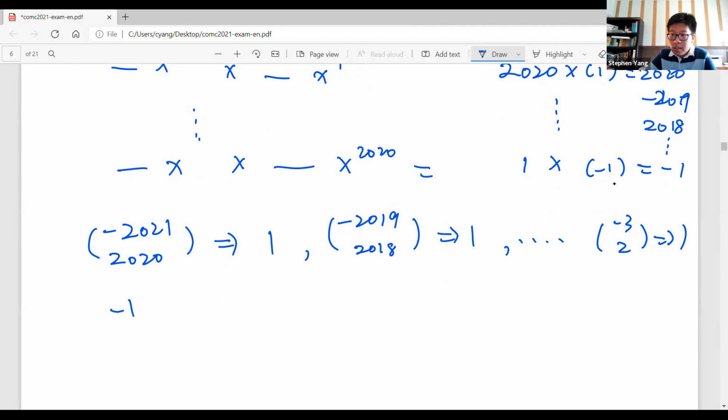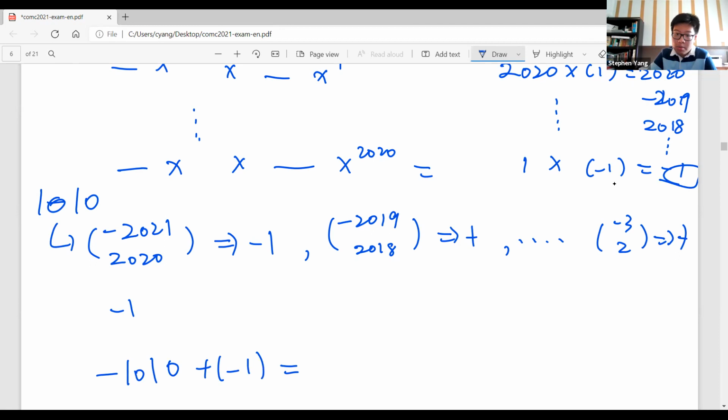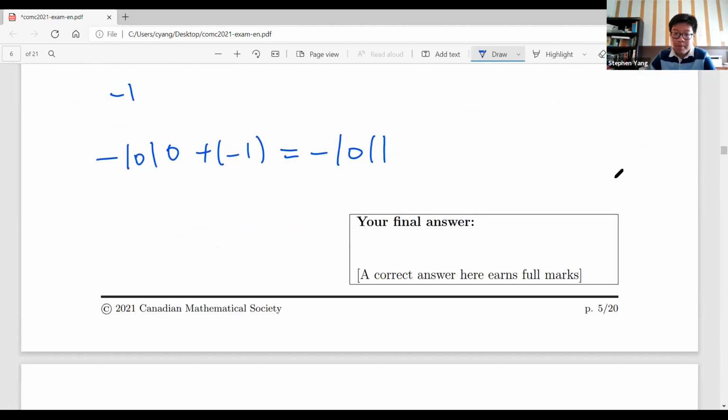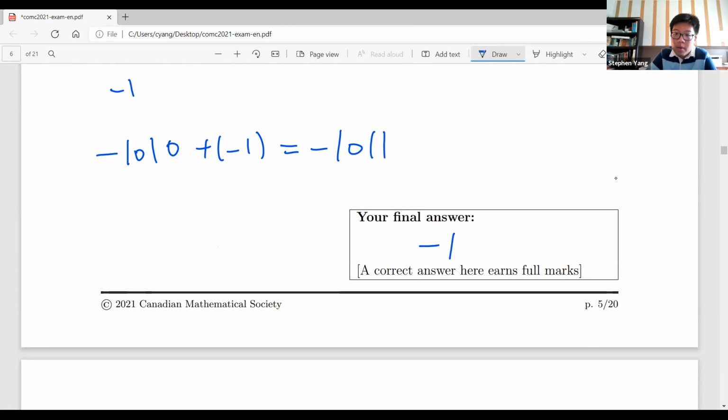And then the last negative 1, this is all negative. So we're left with the last negative. So in the first row here, we have exactly 1,010 groups. So the sum for the first 2020 terms will be -1,010. And then we're left with the negative one in the end. So we add another negative one. So our answer should be -1,011. So my answer is -1,011.